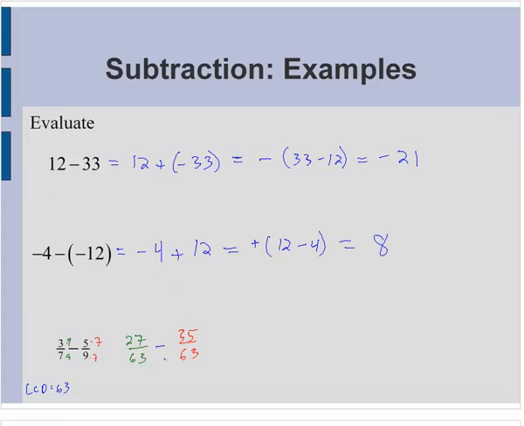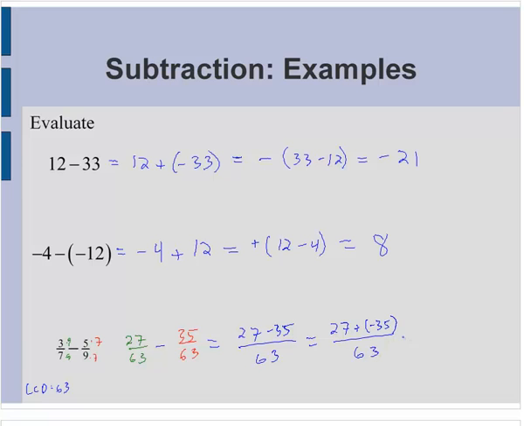So now that I have a common denominator, 27 minus 35 over 63. And now for that 27 minus 35, I'll think of it as 27 plus negative 35 over 63.